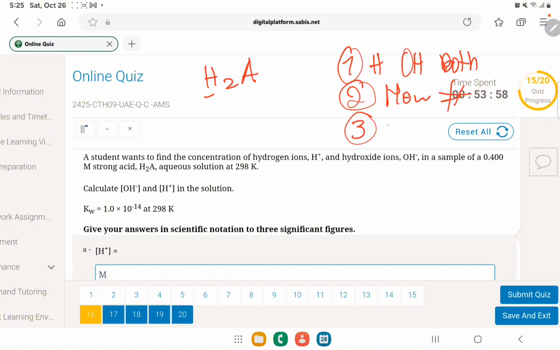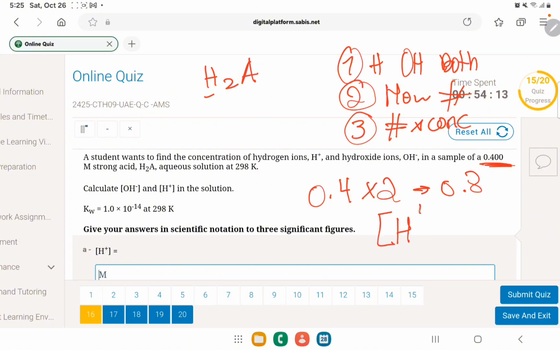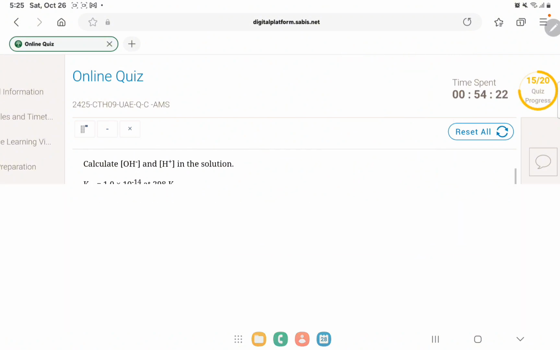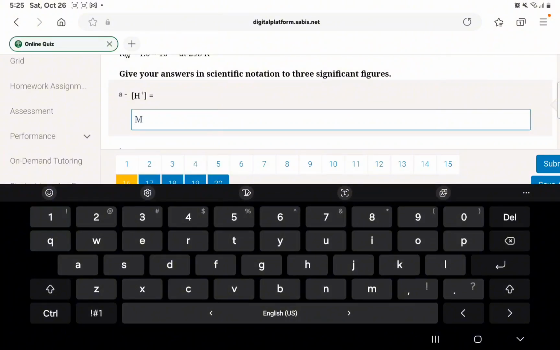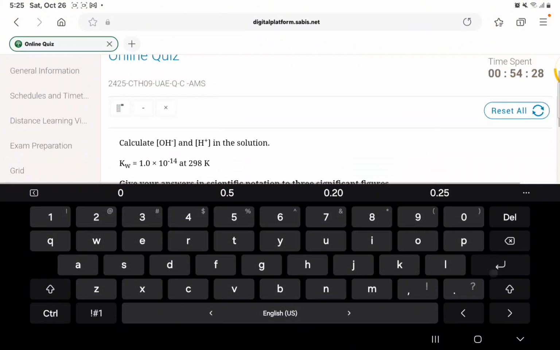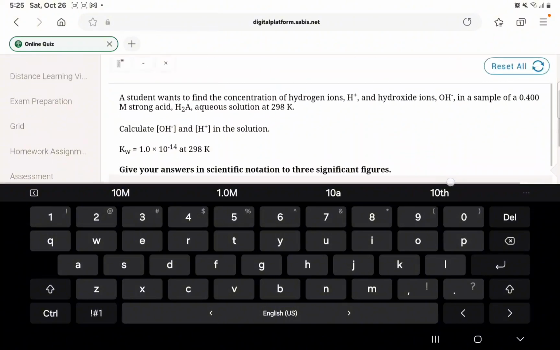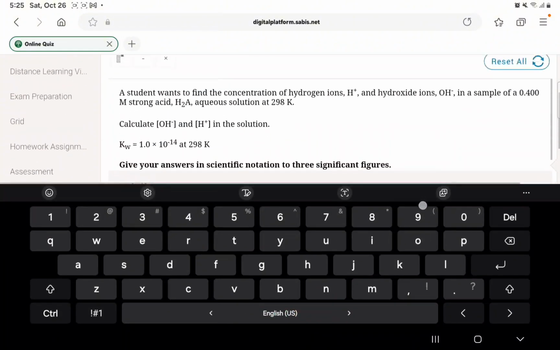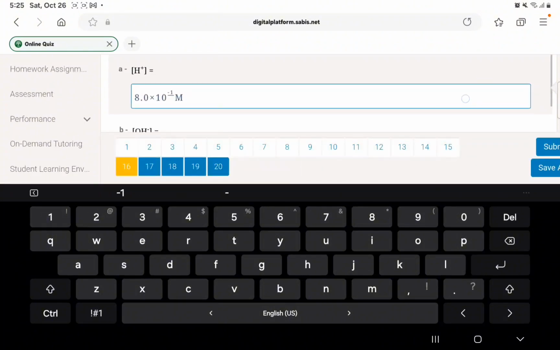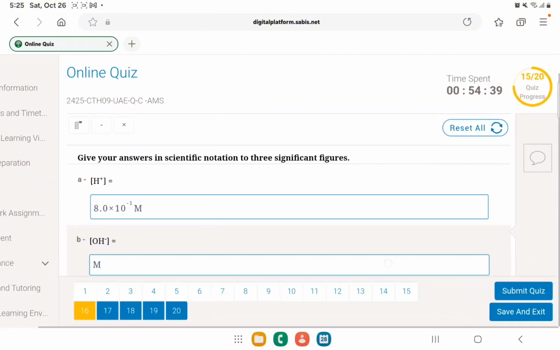And now the last step: the number times the concentration that they gave us. Here they gave us 0.4, so we do 0.4 times 2, and we get 0.8. That's the concentration of H+. Now we make that scientific notation, so 8.0 times 10 to the power of negative 1. And then if we want to find the OH, we're going to use the Kw formula.